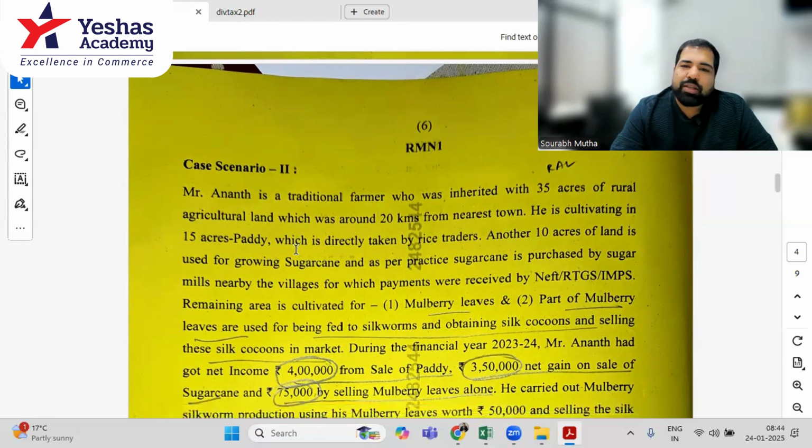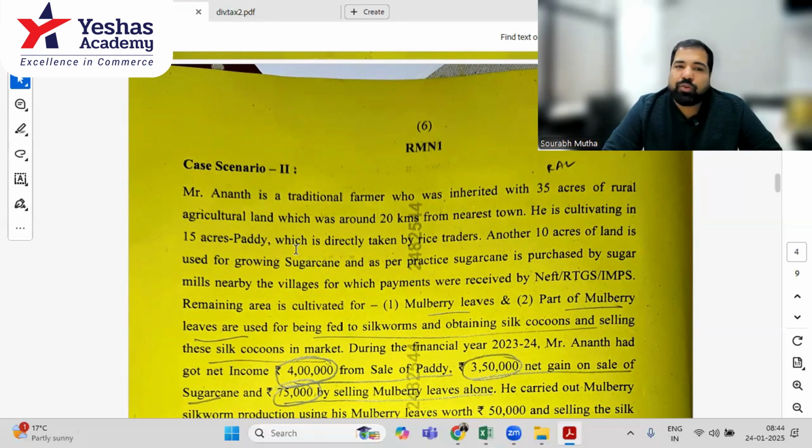He's a farmer who has inherited 35 acres of rural agriculture land, good for him, which was around 20 kilometers from the nearest town. Basically, the land is completely rural. He's cultivating paddy in 15 acres. Paddy is basically something which you make rice from. He grows that, which is directly taken by rice traders. So this one is exempt because, of course, whatever income here is agriculture income.